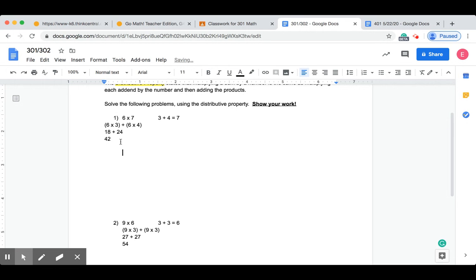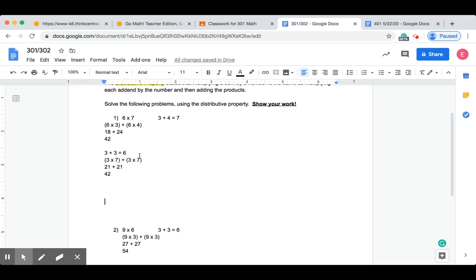I know that 3 plus 3 equals 6. So I could have done 3 times 7 plus 3 times 7. So that'll be 21 plus 21. My answer is 42. I get the same answer. There's several different ways that you can do it.